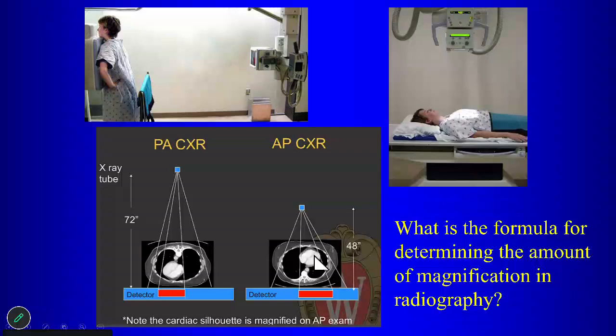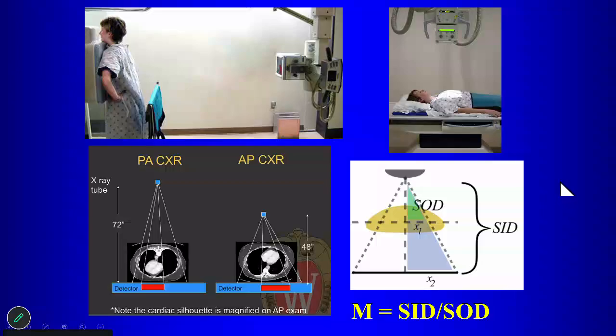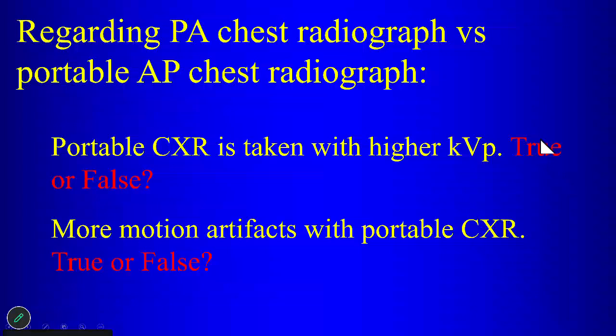And so the heart, again, is further away from the image receptor, and you can see the magnification that geometrically produces. The formula, of course, was covered yesterday in physics: source image distance divided by source object distance. Something else you need to know is that portable chest radiographs are taken with higher kVp. Is that true or false? Any R2s? Which has a higher kV?